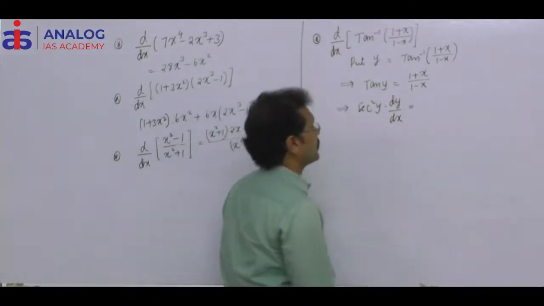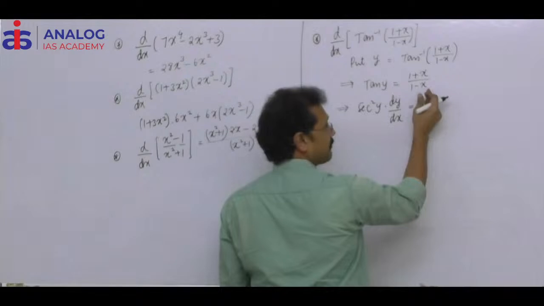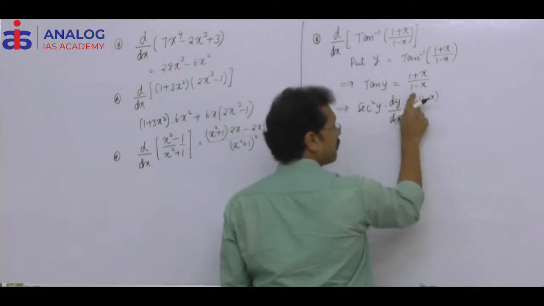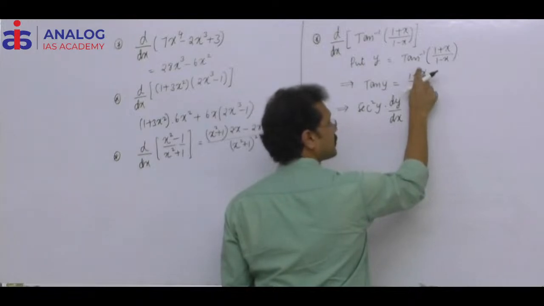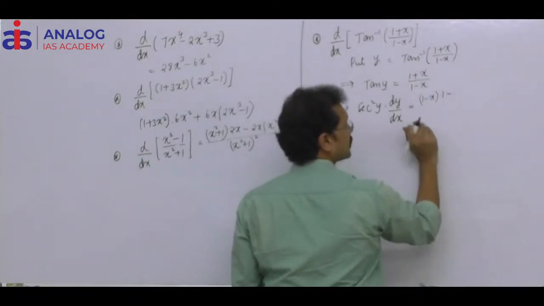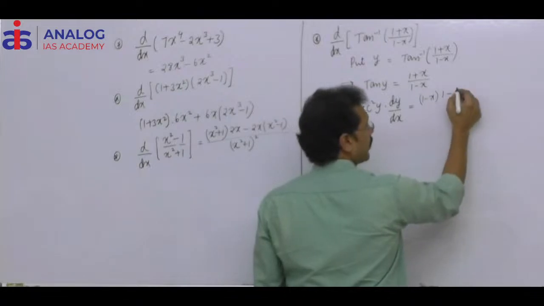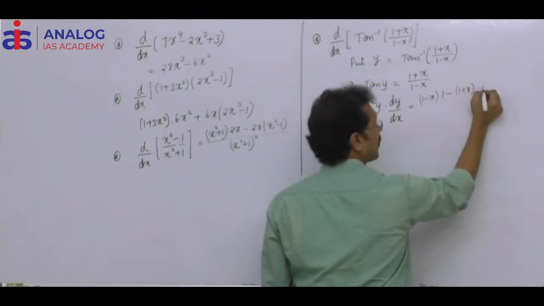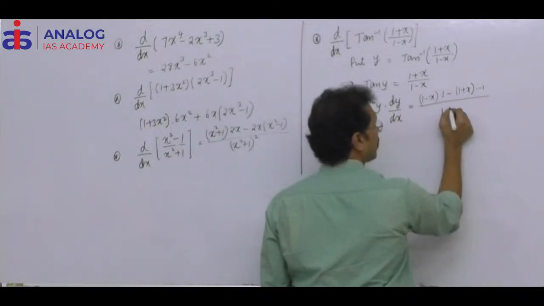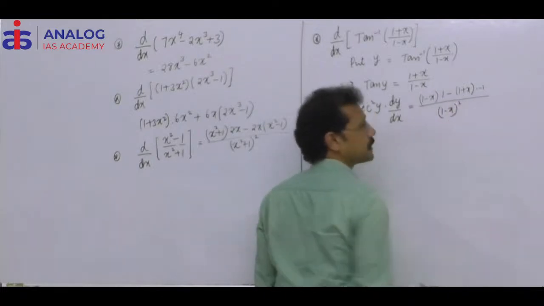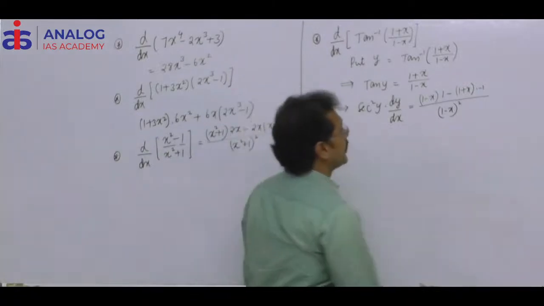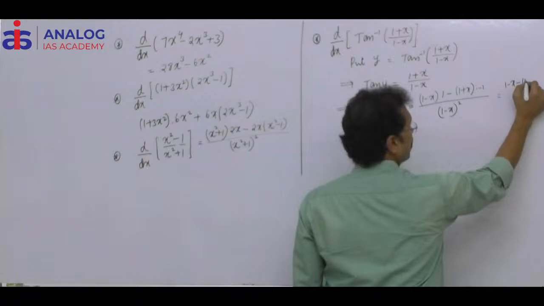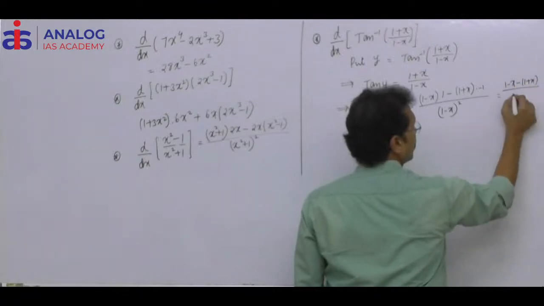And this is equal to the differentiation of 1 plus x by 1 minus x, which is 1 minus x into v du. Differentiation of the numerator is 1, minus 1 plus x into minus 1, divided by 1 minus x whole square. Is that okay? And this comes out to be equal to 1 minus x minus of 1 plus x, divided by 1 minus x whole square.